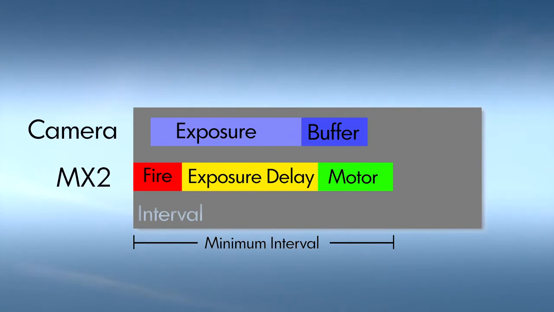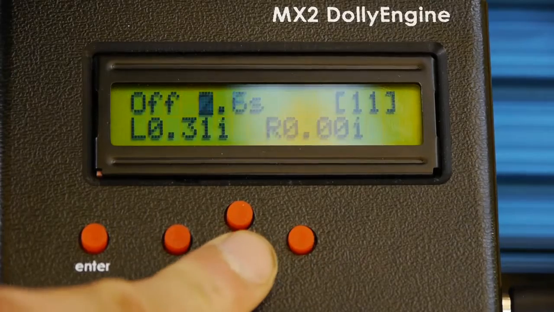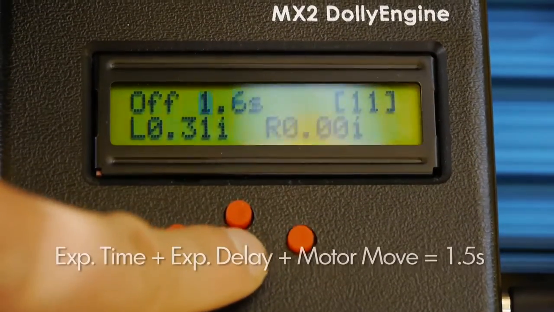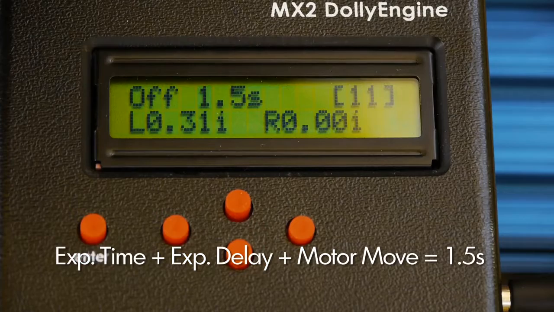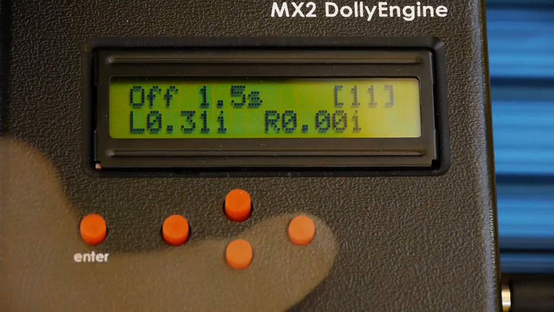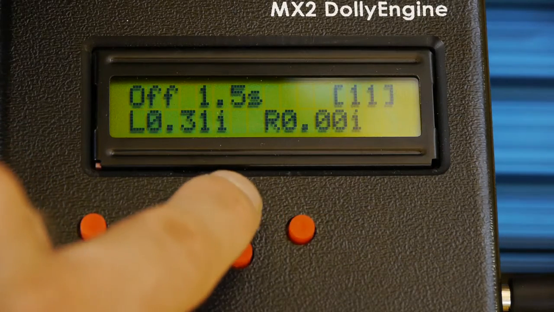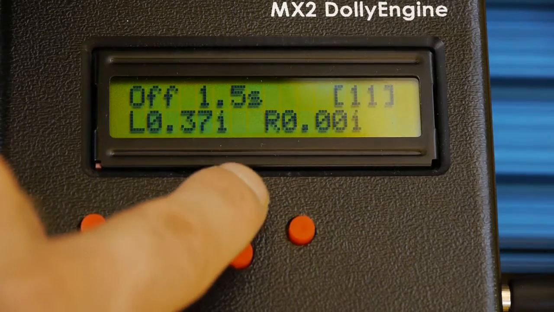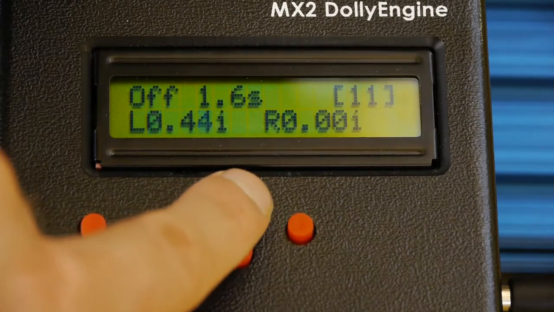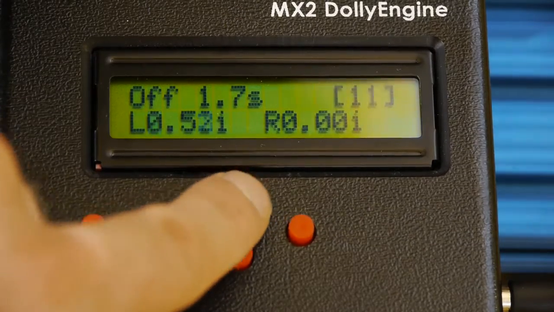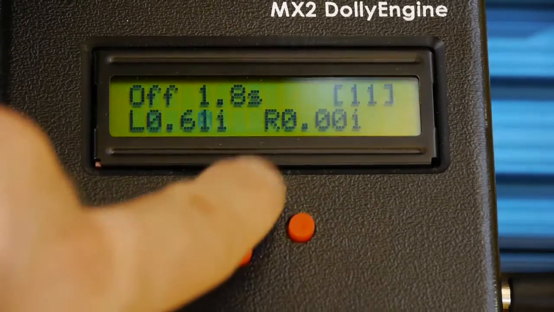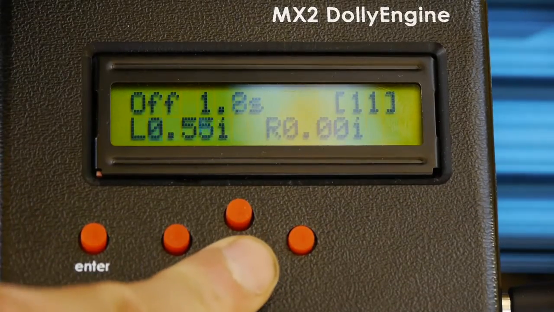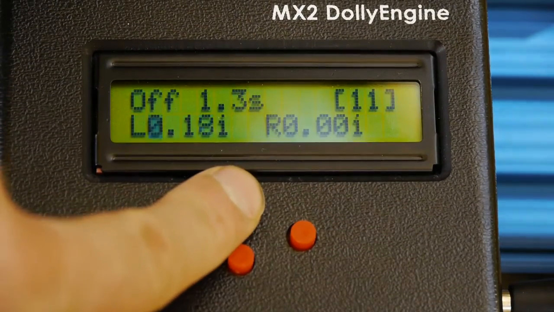So the exposure time, the exposure delay time, and the time it takes for the motor move will all make up the minimum interval time that you can set. If I scroll down, the lowest I can go on this interval is 1.5 seconds, which takes all 3 of those into account. If I increase the distance per shot, the minimum interval begins to increase also, which takes into account the longer motor move time. But I'll put my distance back to 0.31 inches per shot, which in this setup is 1 tooth per shot.